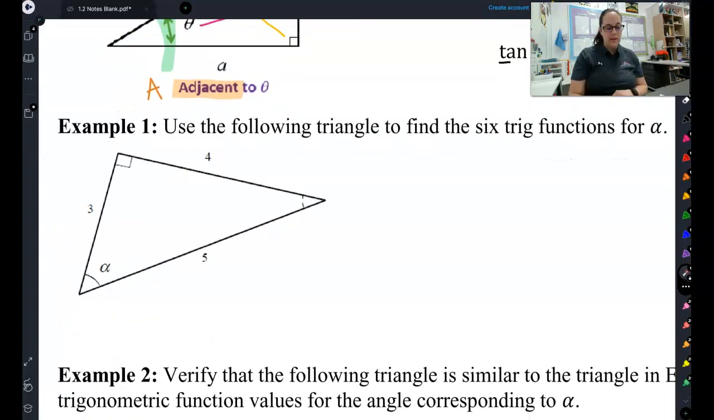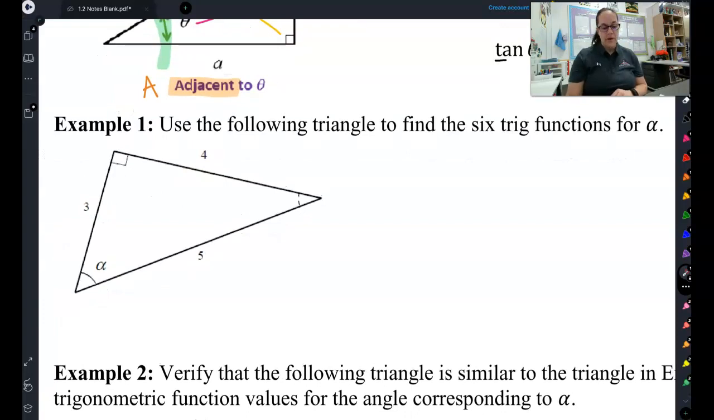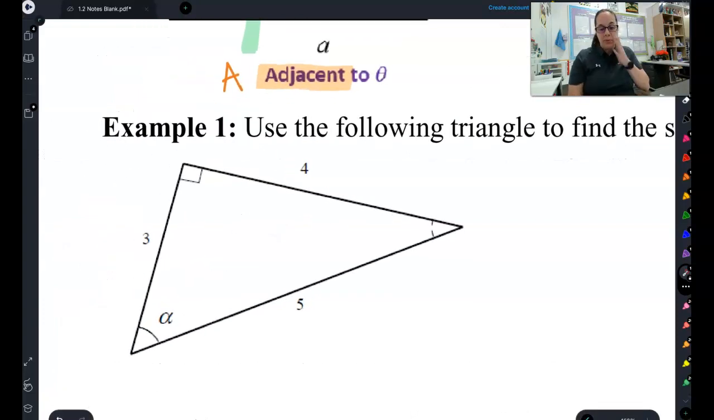So let's give you an example of that in example 1. First thing we do is label our triangle. Now remember, I always do hypotenuse first. It's the easiest. Go across from that right angle. There's my hypotenuse. Check.